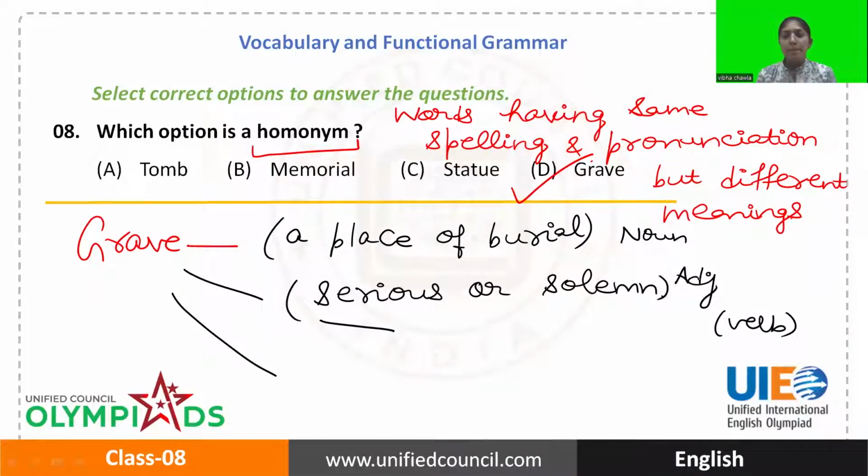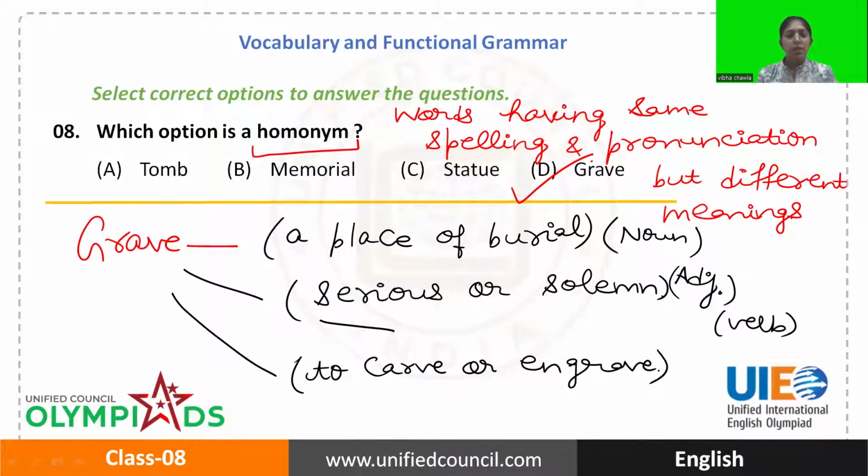Now, as a verb, the word grave can be a verb also, where it means to carve, or we can say to engrave. For instance, they decided to grave his name on the memorial plaque. Plaque is the word. So it can be a noun where it means a place of burial. As an adjective, it means serious. As a verb, it means to carve, to engrave. So you see, spelling same, pronunciation same, but meanings are different. So it is option D, grave.